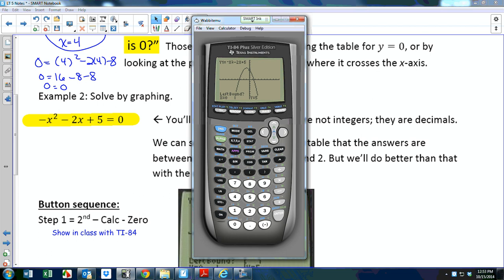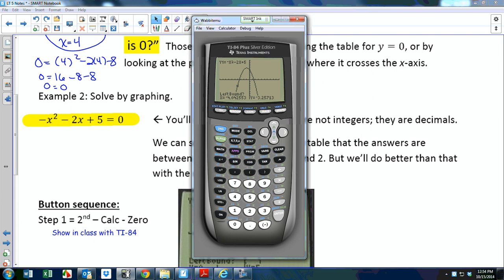I can't find them both at the same time. I can only do one. So I'm thinking about the negative 3.5. Is the cursor left of negative 3.5? No. So hit the left arrow until it is. Hit the left arrow and watch that cursor follow the parabola until it is left of negative 3.5.